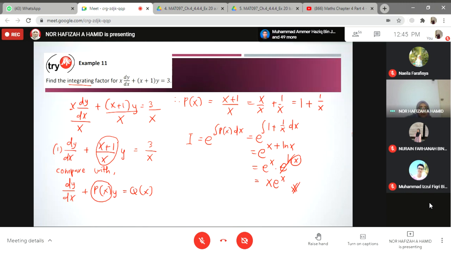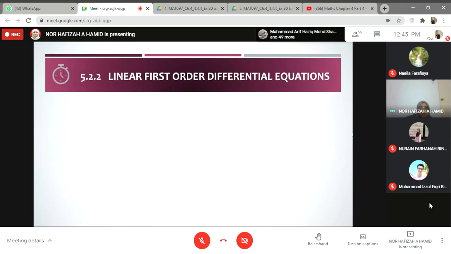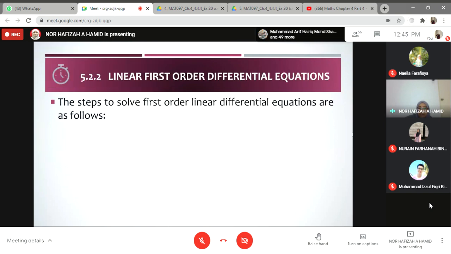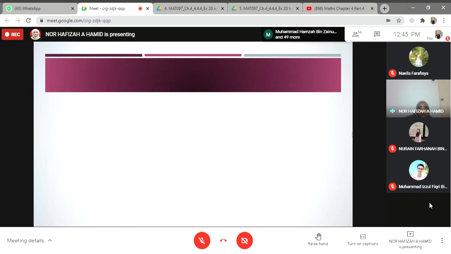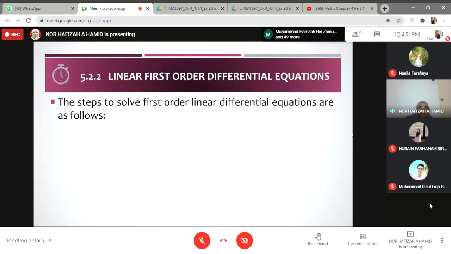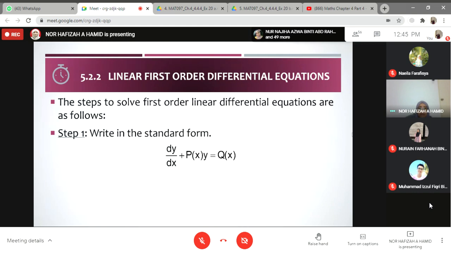Next, for example, okay, so kita nak solve yang ni, baru you calculate integrating factor. Okay, so next, kalau kita nak solve for differential equation, we have step 1. Step 1, we need to write in the standard form. Okay, so ni is the standard form.